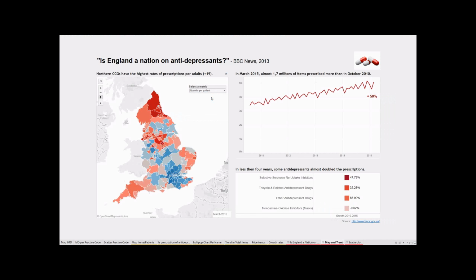On the right-hand side, we have the trend. From October 2010 to March 2015, we can see that the prescription of antidepressants has increased by up to 50%, which is a high growth rate. Some drugs even almost doubled, the other antidepressants, which are not the other drugs listed here. And this is the trend in England about antidepressant drugs.